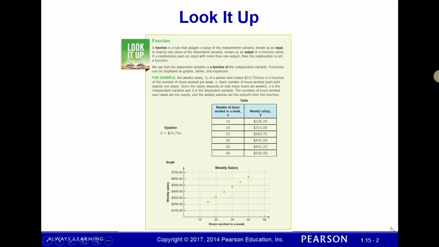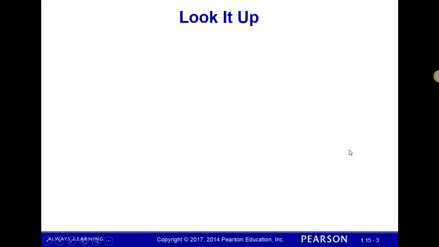If you look at the example provided here, we're looking at the number of hours worked in a week relative to the salary that somebody makes. We look at a graph of the data, and obviously the hours is going to be the independent variable, the one that influences the other variable, and the dependent variable is the salary. In fact, here's the equation of this function. It's the number of hours times 15.75, which is actually the hourly salary.